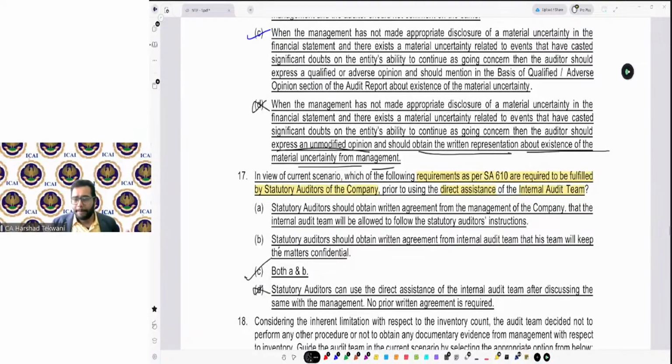Clear? Any doubt with respect to this question? Any doubt?